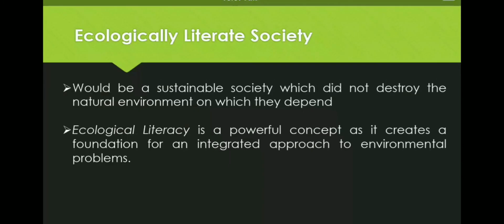An ecologically literate society would be a sustainable society which did not destroy the natural environment on which they depend. So a society who cultivates an understanding about the natural environment will be a sustainable society. A sustainable society is the one that avoids the depletion of natural resources in order to keep an ecological balance that doesn't allow the quality of life of modern societies to decrease.